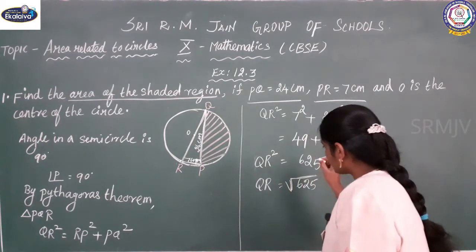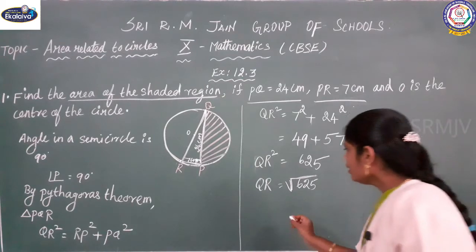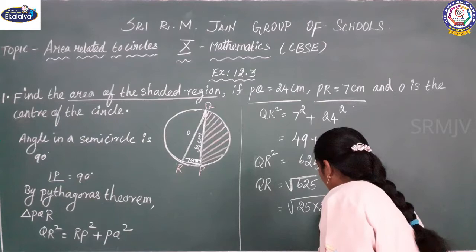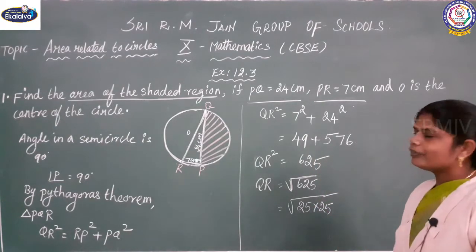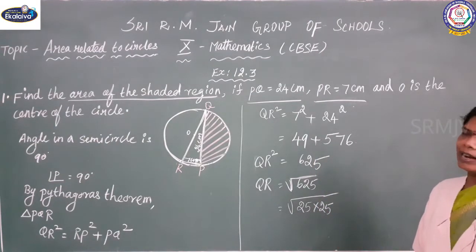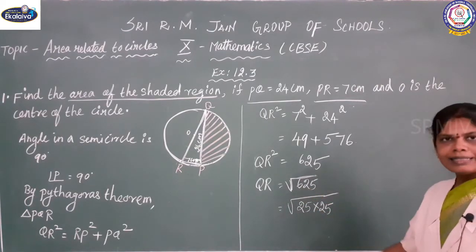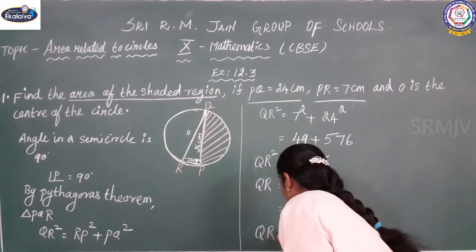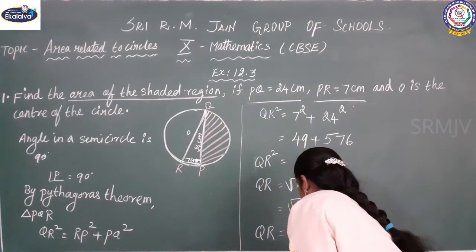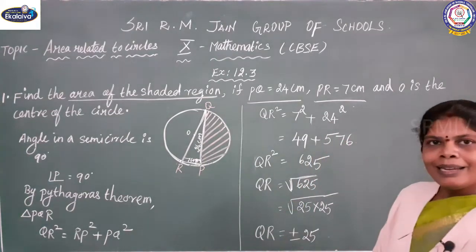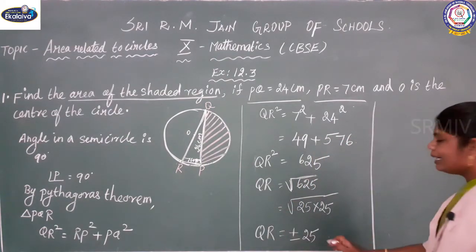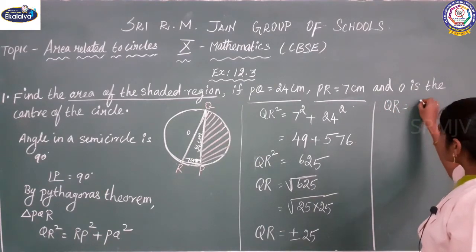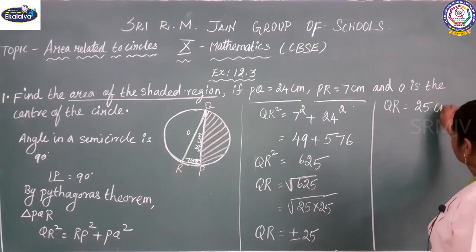Square root of 625. Okay, so how can you split this? 25 into 25. When you multiply this, what will you get, children? 25 into 25, you will get 625. For the square root, out of 2 same digits, you have to take 1 out. So QR equal to plus or minus 25. But the diameter cannot be negative, so you have to take the positive only. So QR equal to plus 25 centimeter.